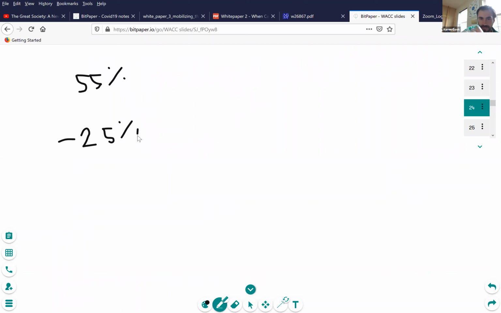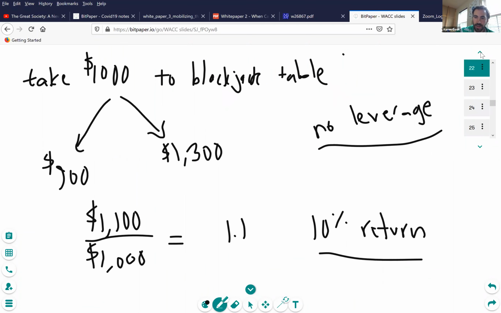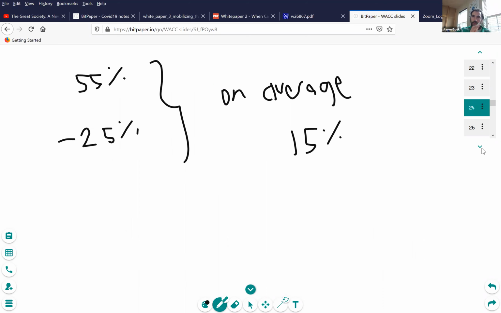Which on average, if we say that each of these scenarios is equally likely, is a return of 15%, which is higher than the 10% return that we had when we were just using our own money. So we can lever up, we can borrow a bunch of money, we can actually increase our expected returns, but we're going to be increasing our variance, right? So in some scenarios we make 55% return, in other scenarios we lose 25%.